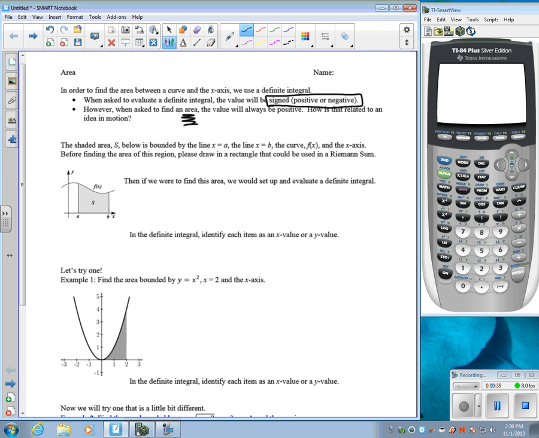Okay, so there's a difference. A definite integral could be negative, whereas if the question asks you to find an area, that will always be positive. So let's look at the picture that we have right here.